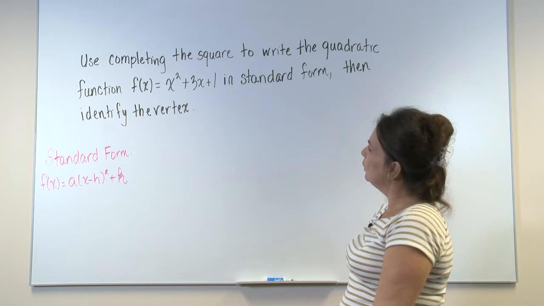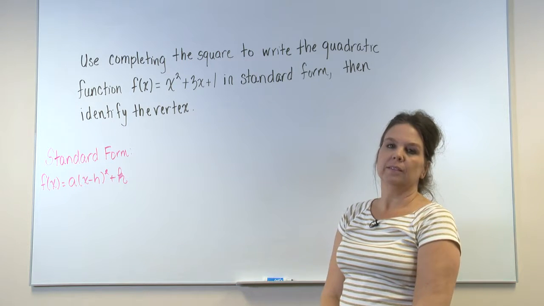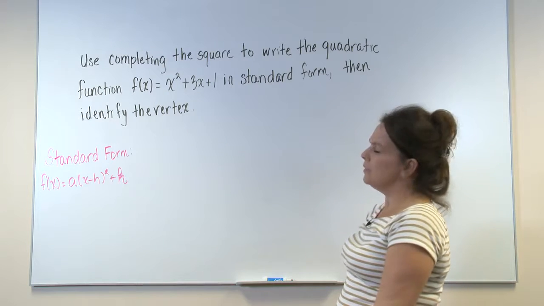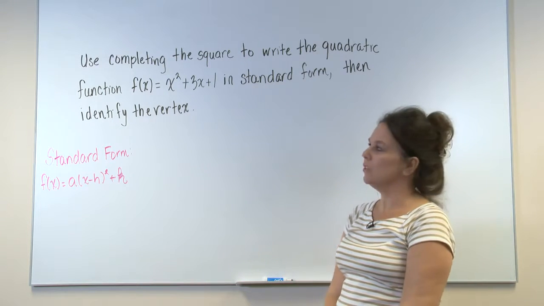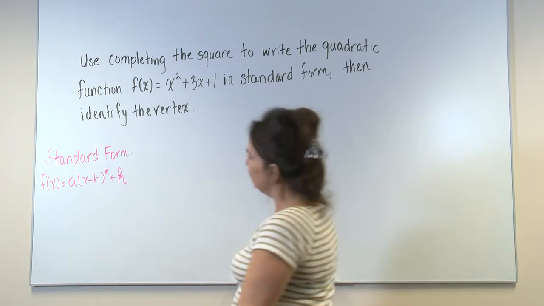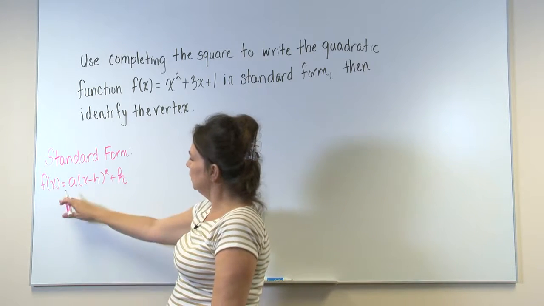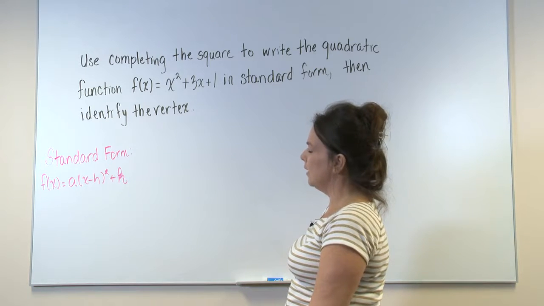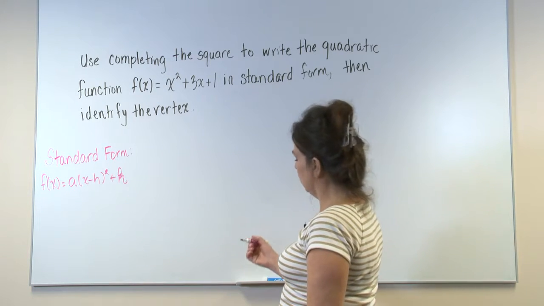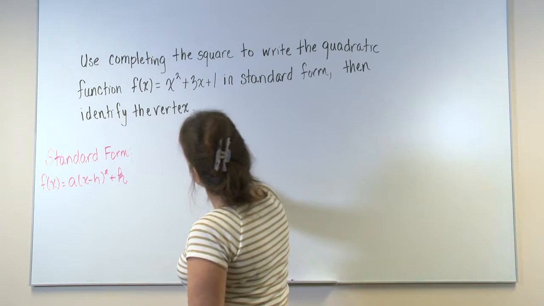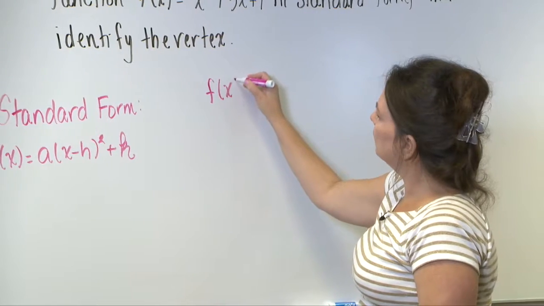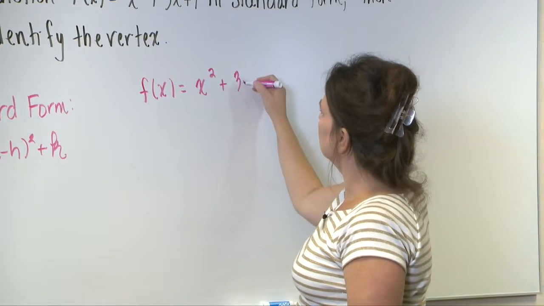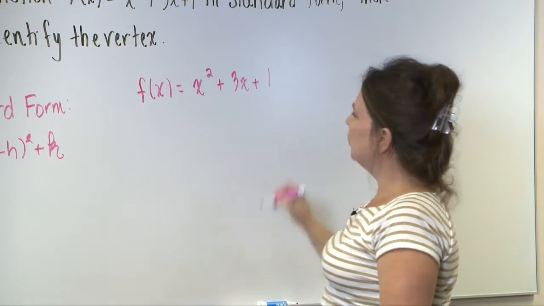Completing the square to write the quadratic function f of x is equal to x squared plus 3x plus 1 in standard form, and then I identify the vertex. Standard form of a quadratic function is f of x is equal to a times the quantity x minus h squared plus k. So we're going to start here with our function. f of x is equal to x squared plus 3x plus 1.